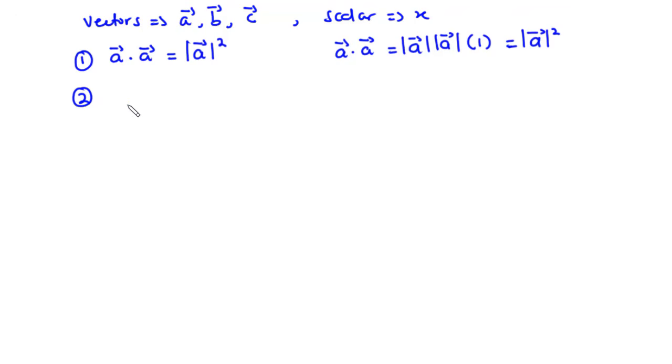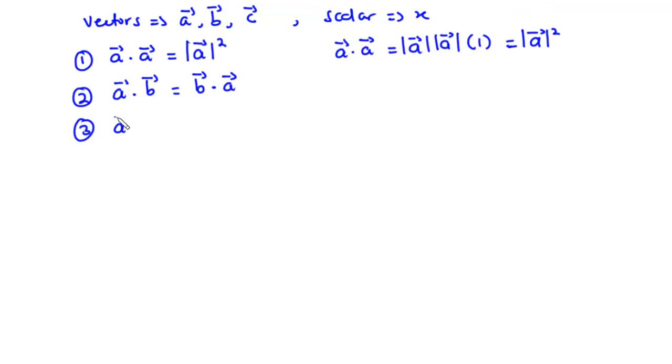2. The dot product of a vector, say A, and a vector B is equal to the dot product of vector B and vector A. By this we say that dot product is commutative. Now let's move on to 3.